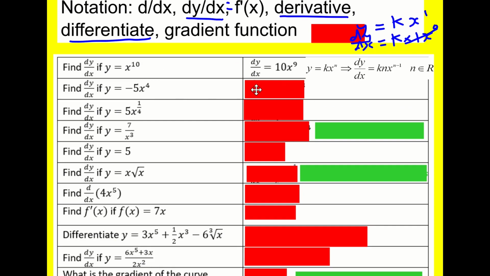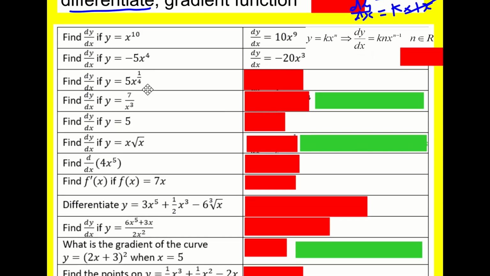What about this one when I've got a constant in front? Well, I times by the 4, I lower the power, it becomes minus 20x to the 3. This is fact. This is the instantaneous gradient of minus 5x to the 4. If I've got a quarter, I do the same again.